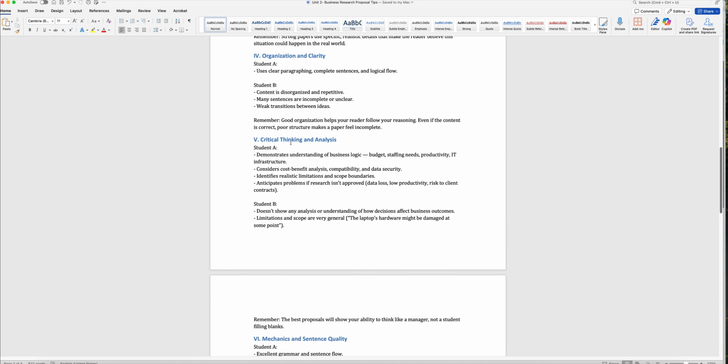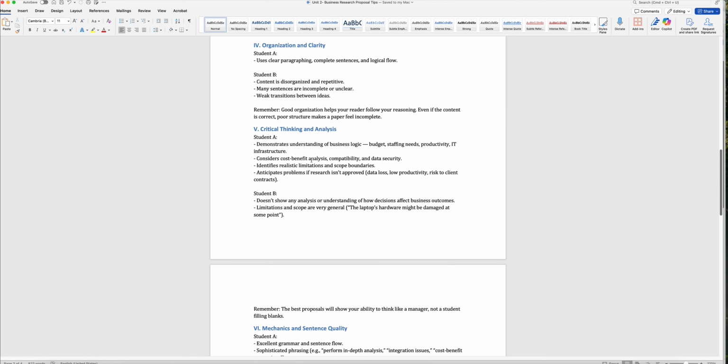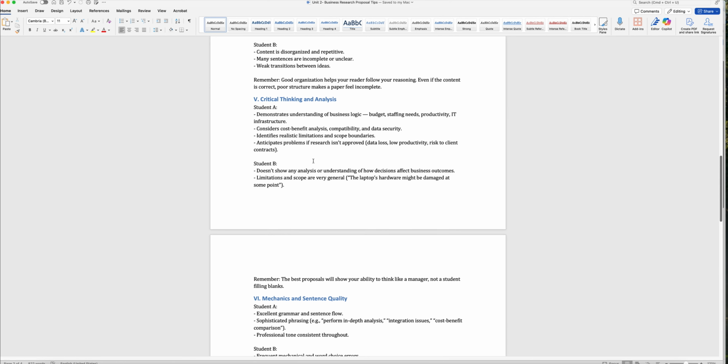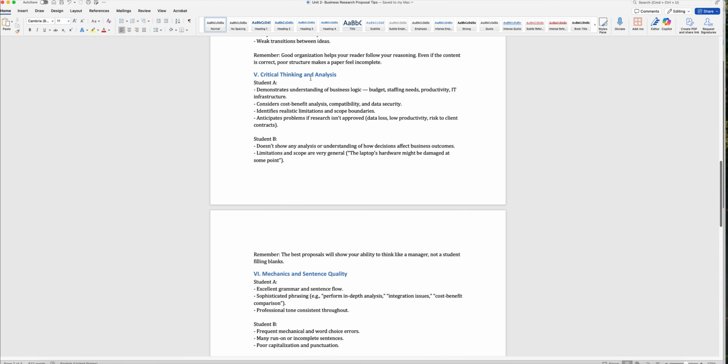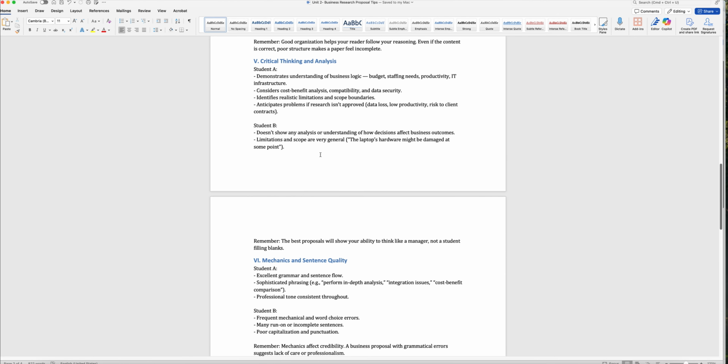If you have poor structure, the paper will feel incomplete, and I also will not understand what you're trying to convey. Critical thinking and analysis: I think at this point I've gone over this over and over, but I want you to check out this explanation. Just remember that your proposal should show your ability to think like a manager, not a student filling in the blanks. I would like you to think as realistically as possible.